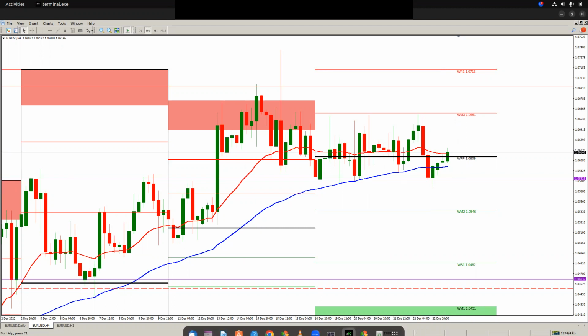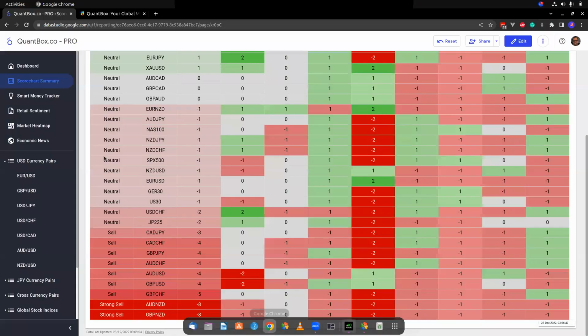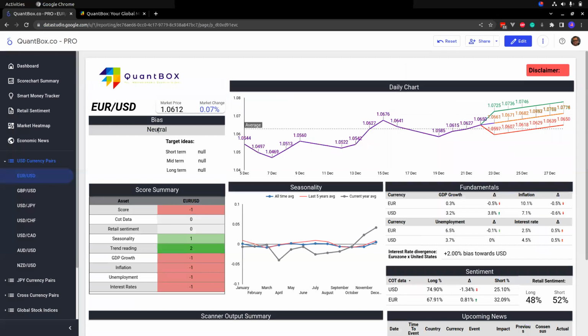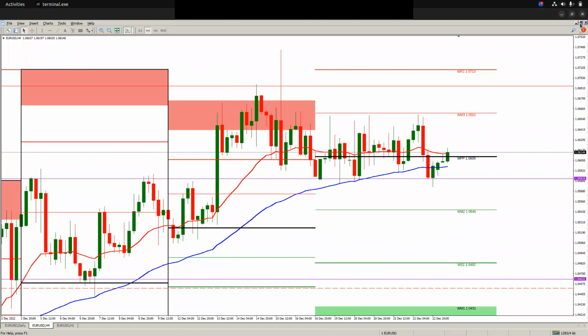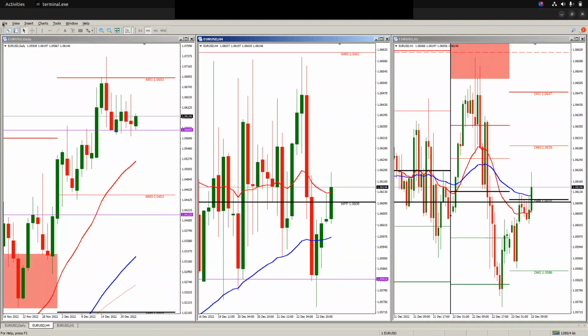What you could do is look at the fundamental bias of euro dollar and say, okay, what are we dealing with in terms of euro dollar? And you can find it over here. You can say, euro dollar is currently neutral fundamentally, and euro dollar is currently neutral technically. Okay, groovy. So let's leave that one alone.